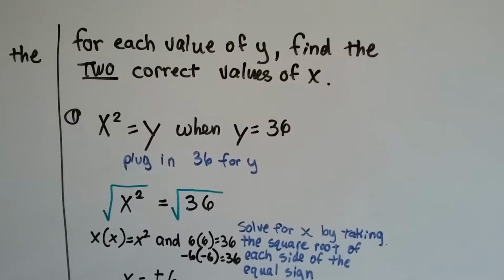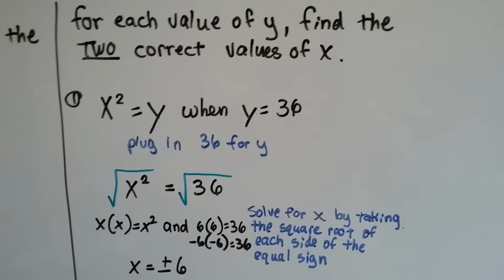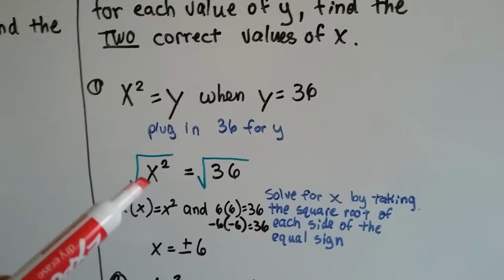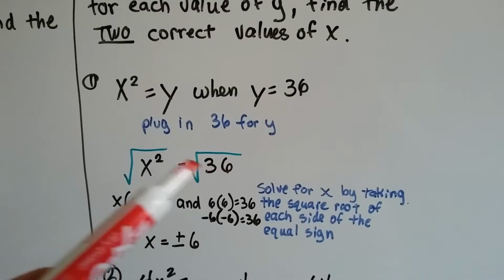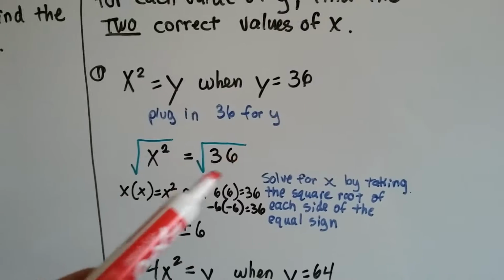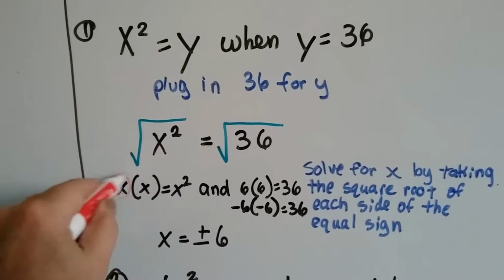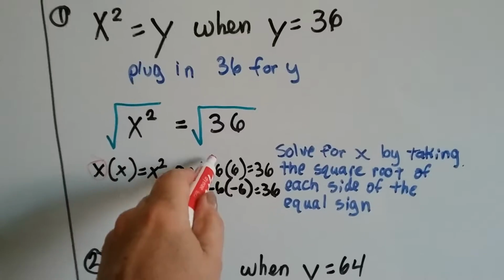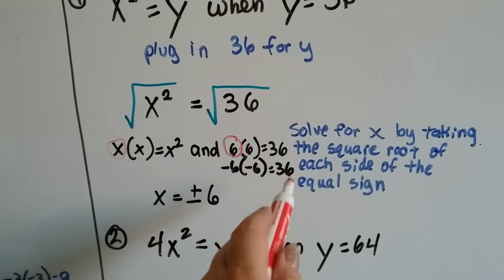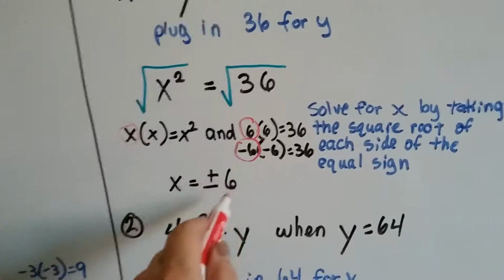Let's try another one. For each value of y, find the two correct values of x. X squared equals y when y equals 36. So now we're going to plug 36 in right here, and we'll have x squared equals 36. So to solve for x, we take the square root of each side of the equal sign. X times x is x squared, so now we just have this 1x, and 6 times 6 is 36, so we have a 6, but negative 6 times negative 6 is 36. So now we have x equals positive and negative 6.